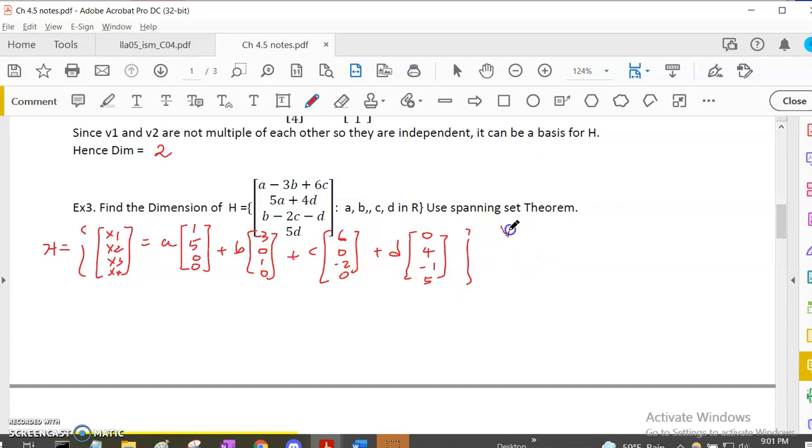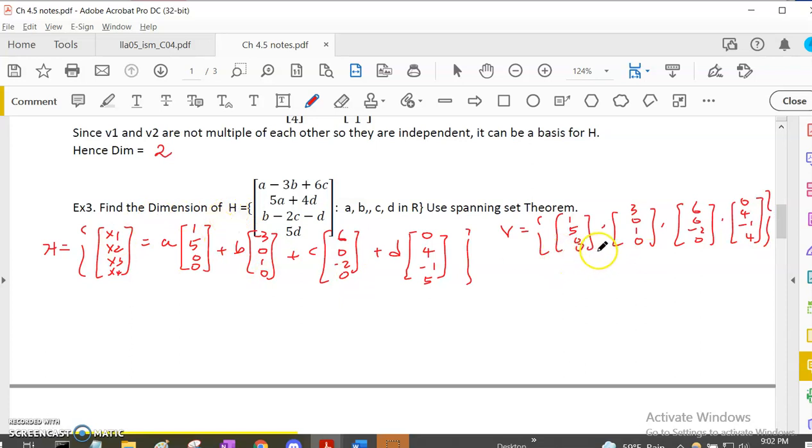So let's define V equal to these 4 vectors, V1, V2, and so on. They certainly would span H, because you can just take any linear combination of them to get H, right? Because that's how you define it. A, B, C, D are any variables, so any combination of them would actually generate this set H.